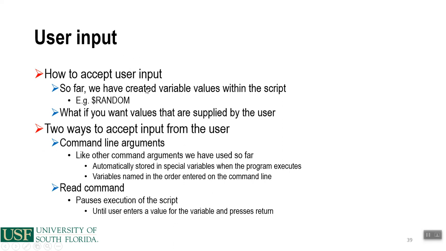So how do we accept user input? So far we've created variable values within the script. But what if you want values that are supplied by the user themselves? There are two ways to accept input from the user. There's what's called command line arguments, and these are like other command arguments that we've used so far, automatically stored in special variables when the program executes, and the variables are named in the order entered on the command line. And then there's the read command, which pauses execution of the script until the user enters a value for the variable and presses return. So I'll show you examples of both.